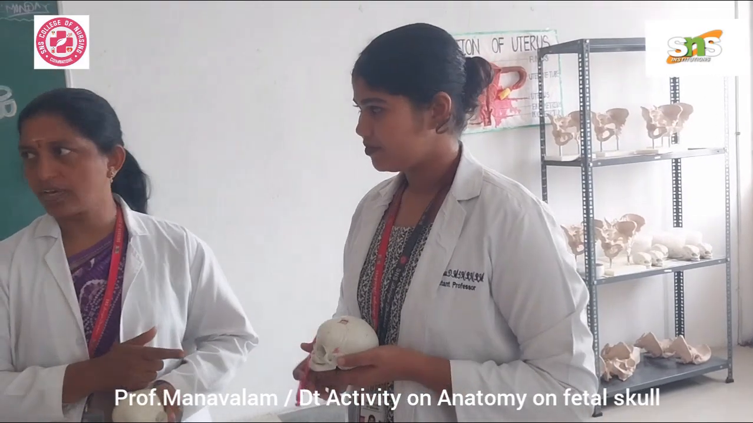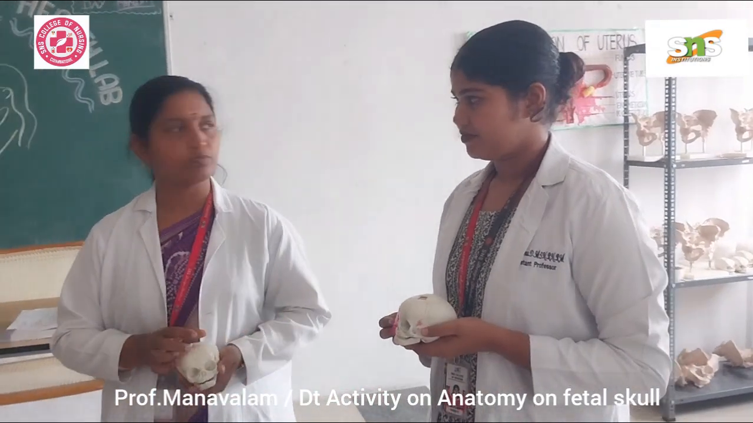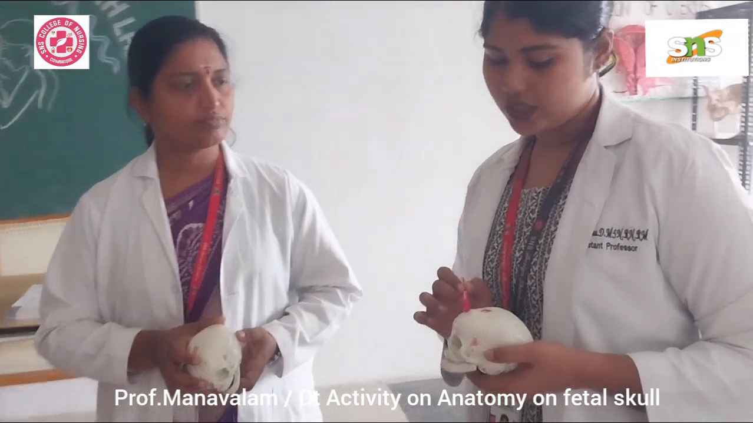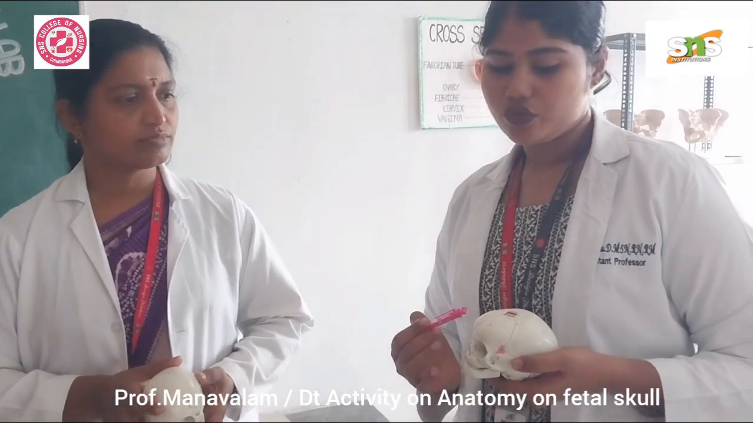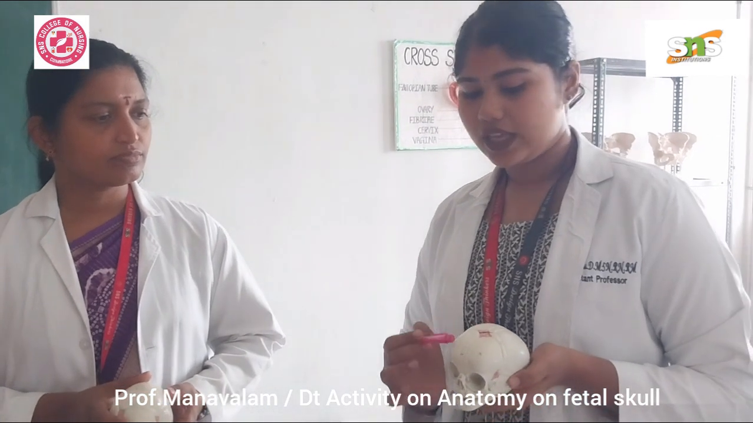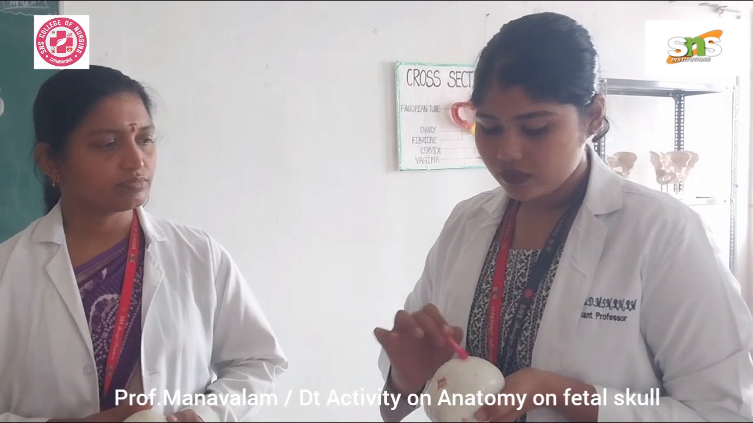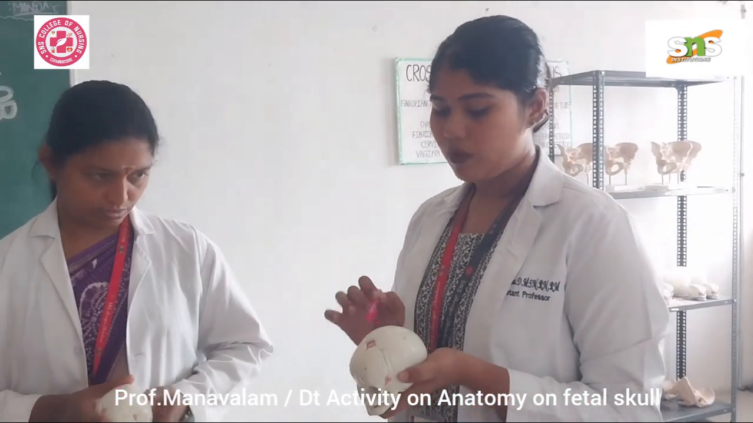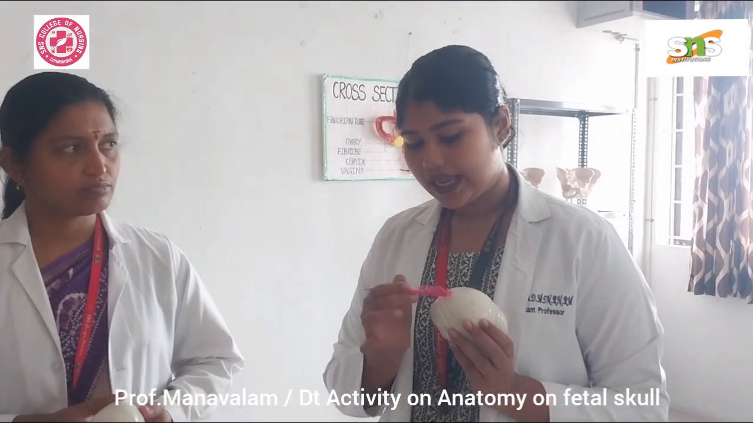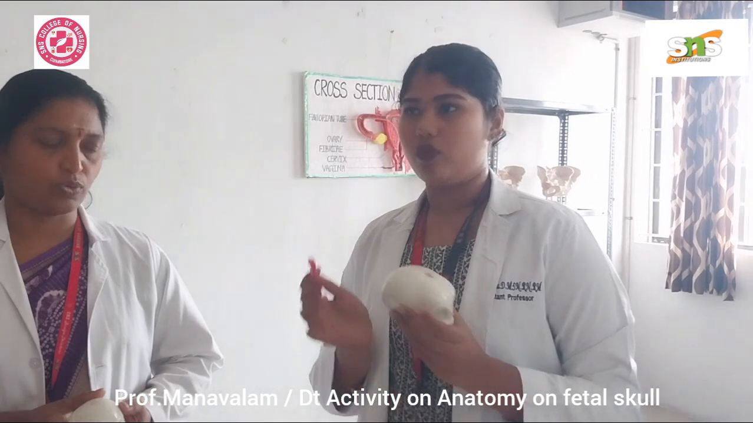Good morning, students. I am Kavya, and I am going to explain the sutures and fontanelles of the fetal skull. This is the frontal suture. It lies between the two frontal bones. This is the coronal suture. It lies between the frontal bones and parietal bones. This is the sagittal suture. It lies between the two parietal bones. And this is the lambdoidal suture. It separates the parietal bones and occipital bones.